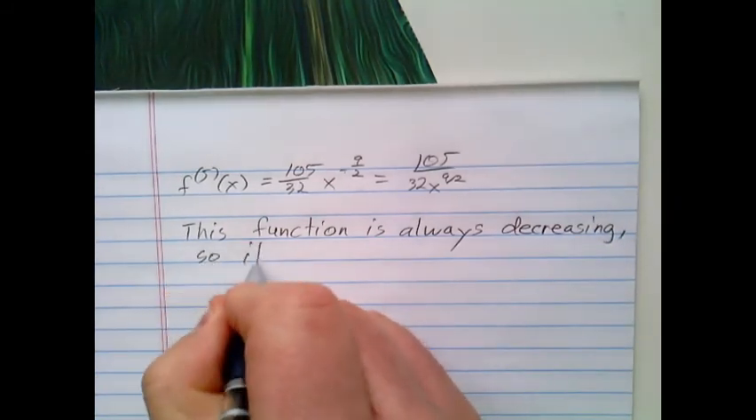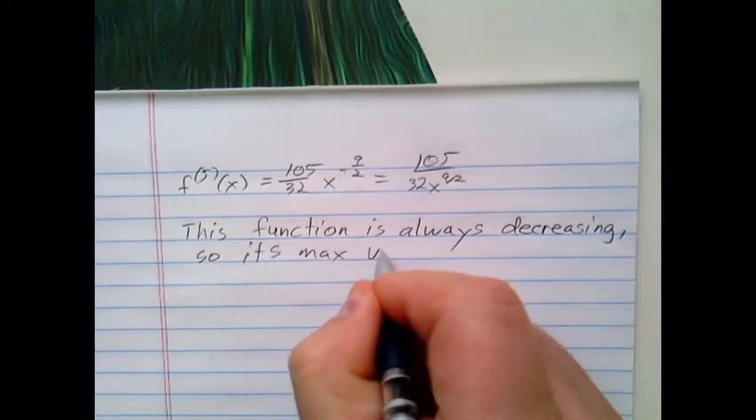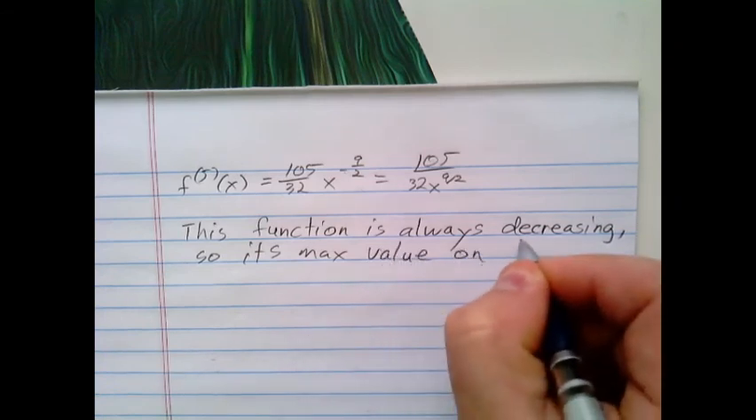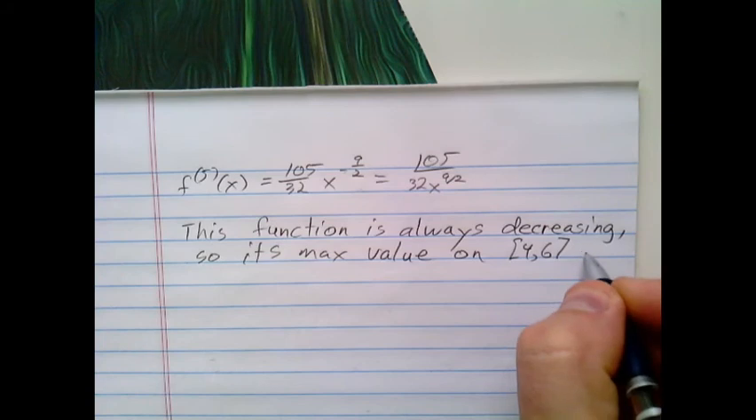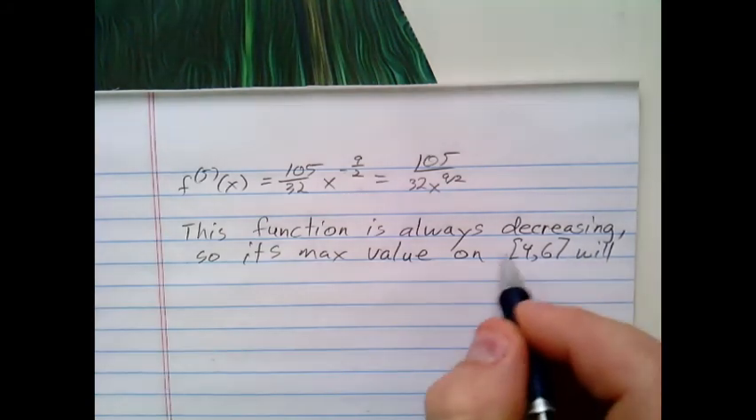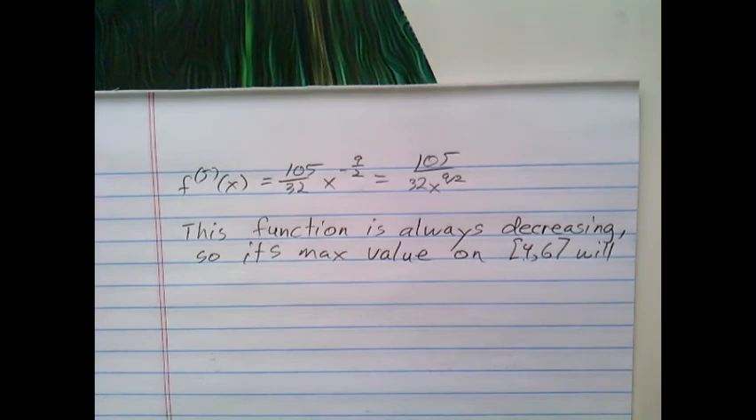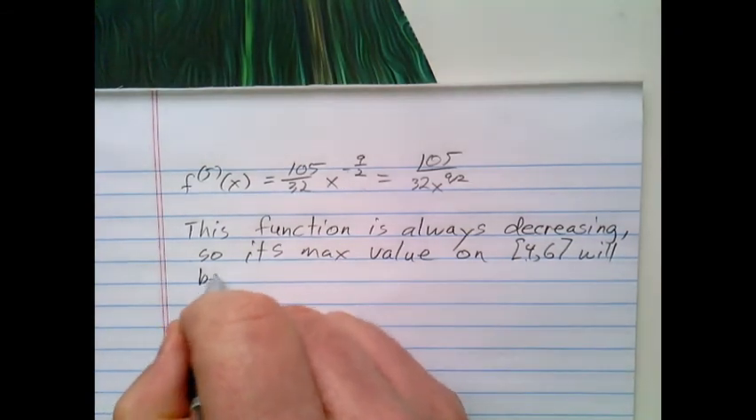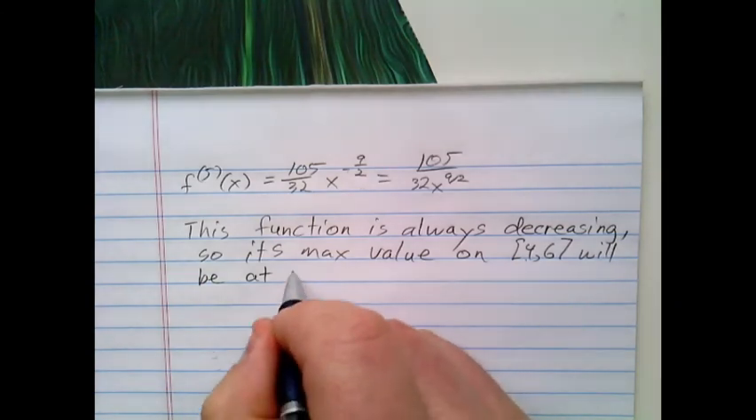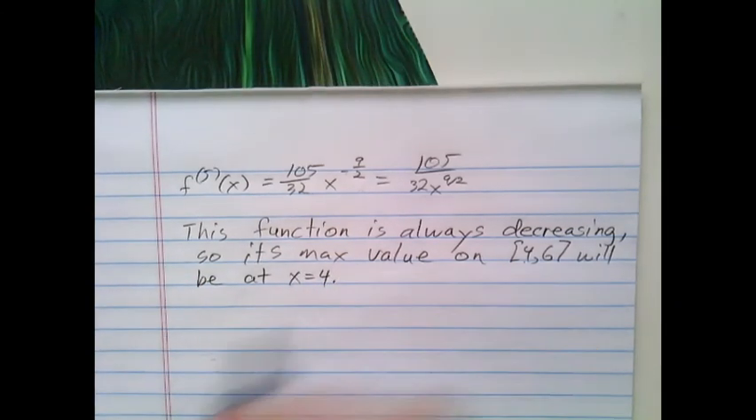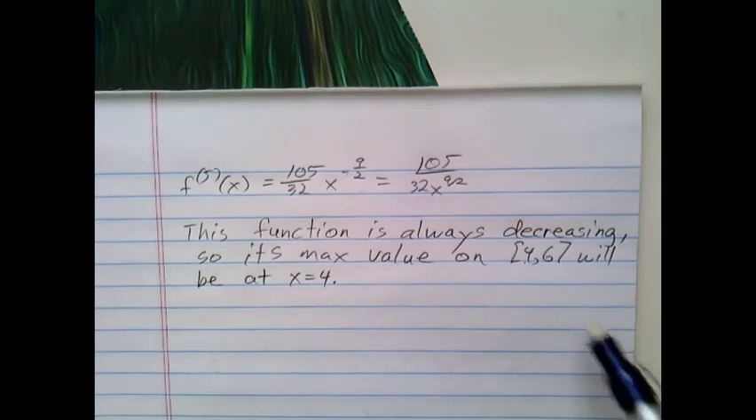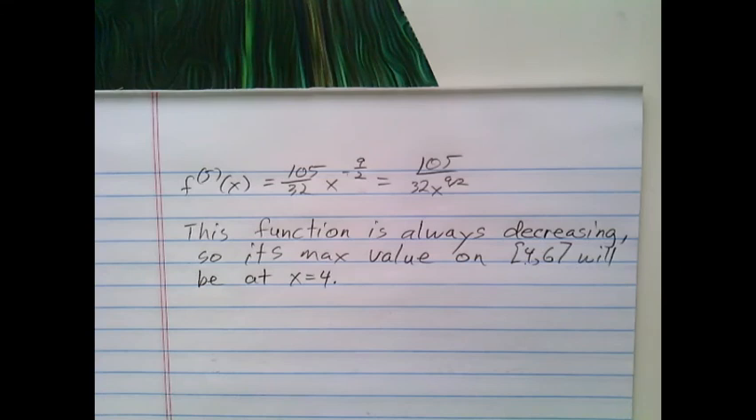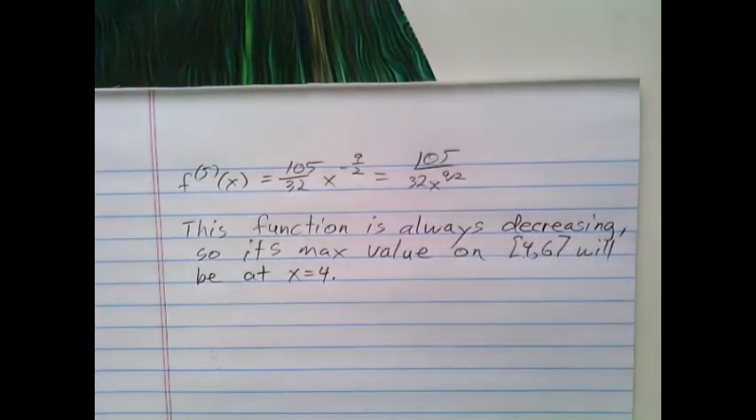So its max value on the interval from 4 to 6, well, since it's always decreasing, my max value has got to be at the beginning. It will be at x equals 4. Now, I've got to be a little bit careful. If this function were alternating between positive and negative on this interval, my max value wouldn't necessarily be at the beginning, because we're taking a max of the absolute value. But this function is always positive, so I don't have to worry about that.